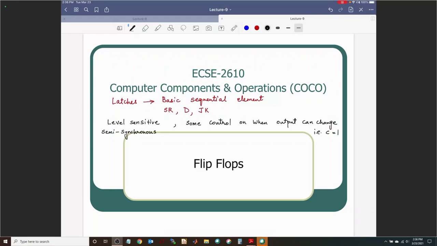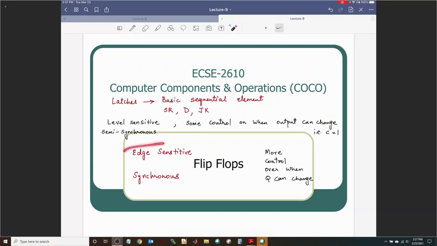Now, coming to the land of flip-flops, they are going to be edge sensitive as opposed to level sensitive. And these are going to be in sync with your clock input, so these are synchronous sequential elements. Flip-flops are going to allow us to have more precise control over when the output of a flip-flop can change, when Q can change. And as the name suggests, it is going to be triggered based off of an edge of a clock as opposed to the level of the clock.